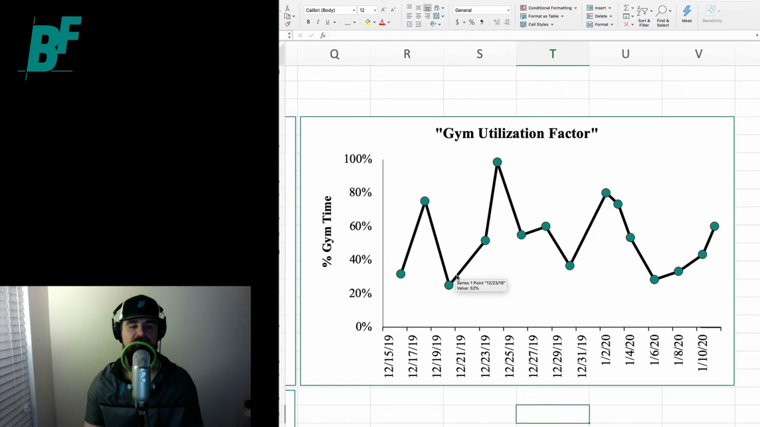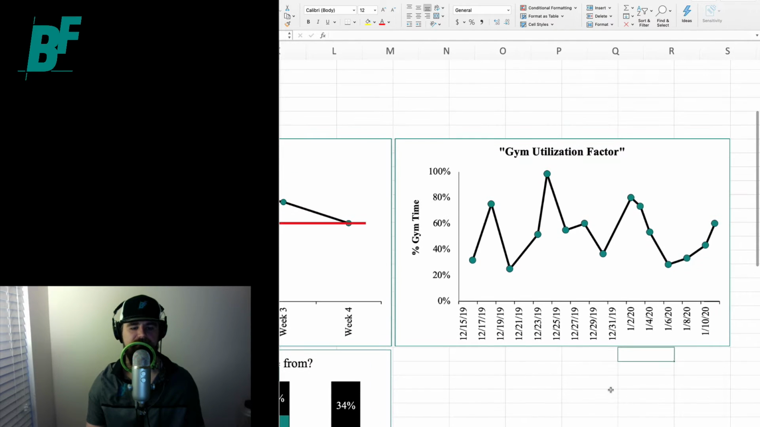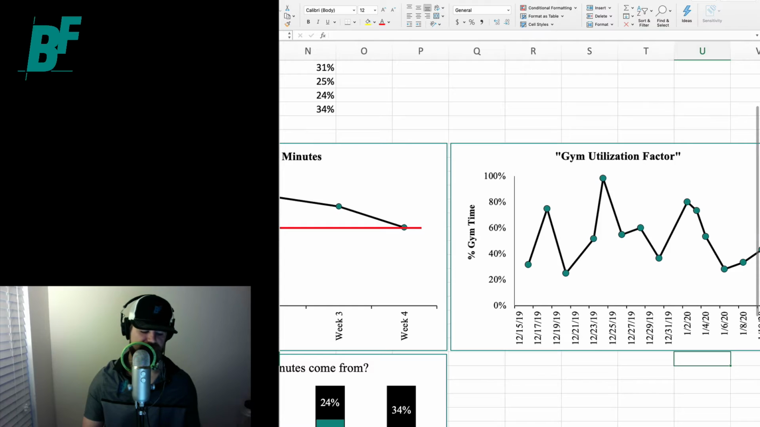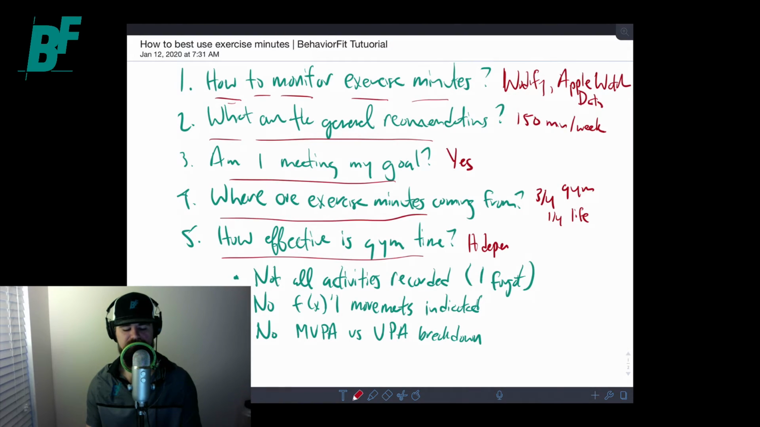We might think about how often we want a red line. How much time are we spending each gym session to be elevated? That's why I just made up that gym utilization factor. So how effective is the gym time? It really just depends on many factors.